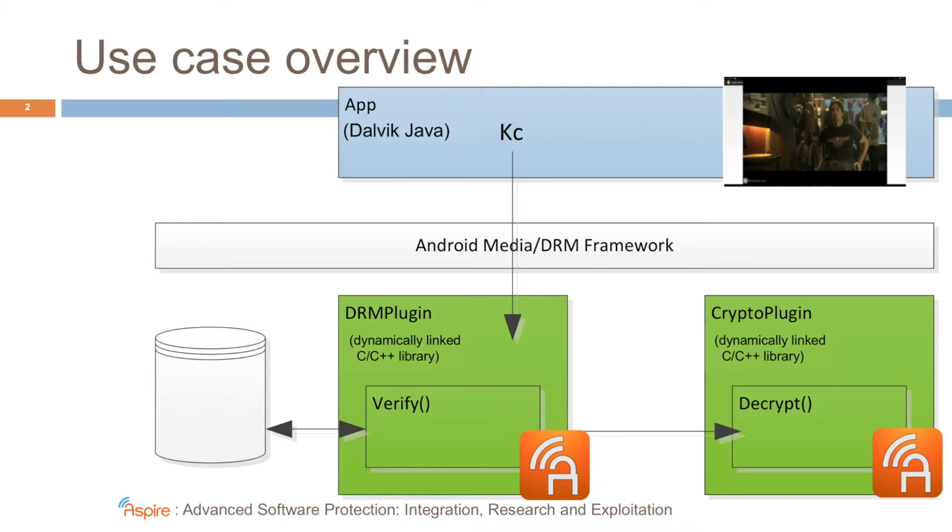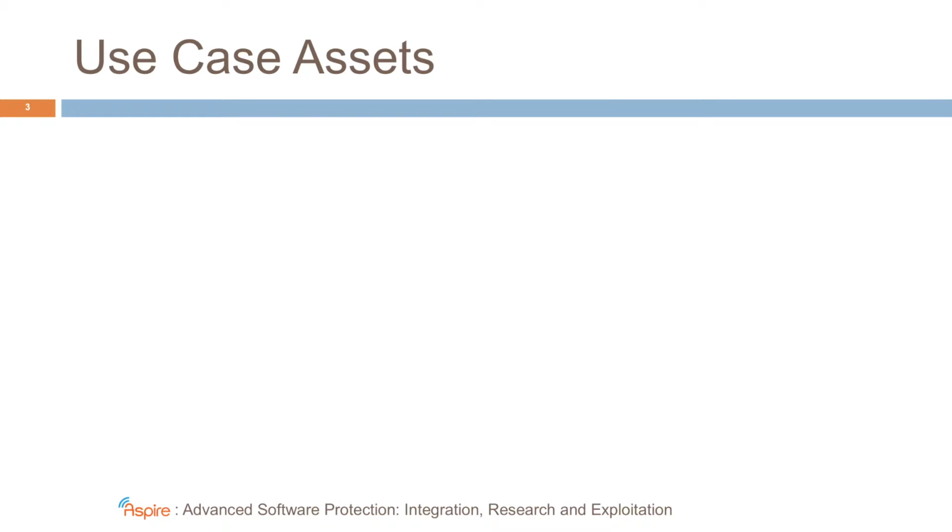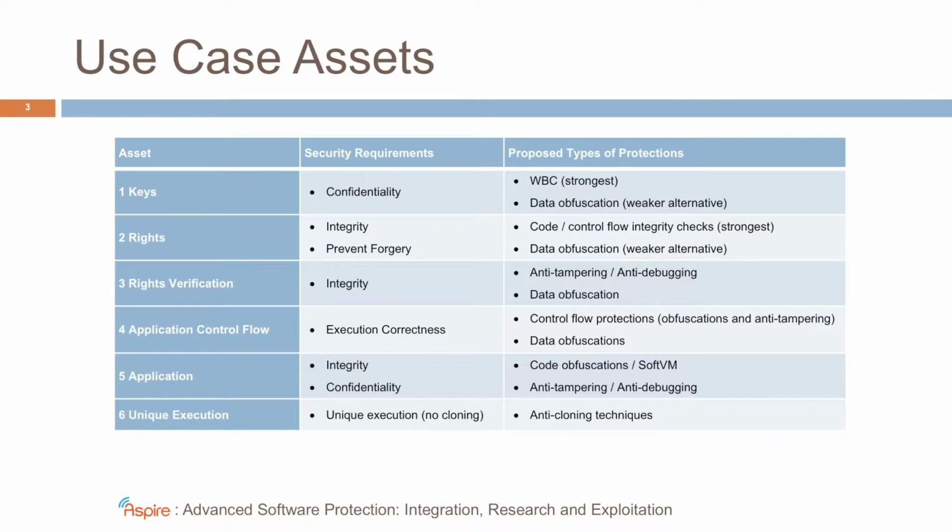Now, why do we need to apply these protections? Well, there's lots of assets in this application. And in this use case, we consider 6 different types of assets. First, there's lots of keys embedded and used in the plugins. Of course, we don't want these keys to leak, and hence we propose to use the strongest possible protection, and that's white box cryptography.